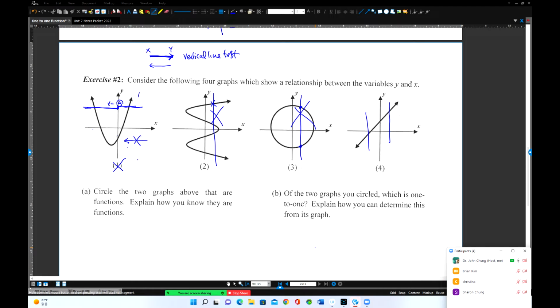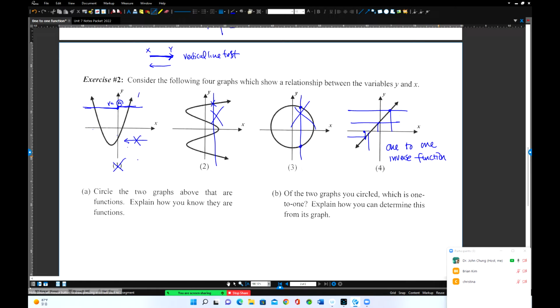Sorry about that. Okay, this one is okay, right? Horizontal line test: only 1 point of x, 1 point of x, 1 point of x. This is what we call one-to-one. Its inverse is a function, right? Inverse must be a function.